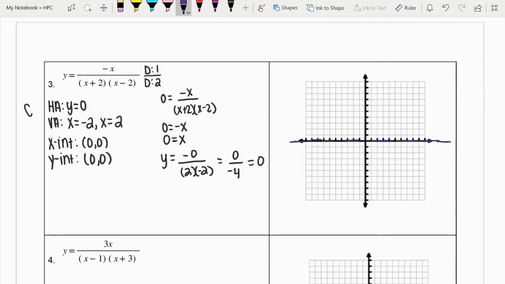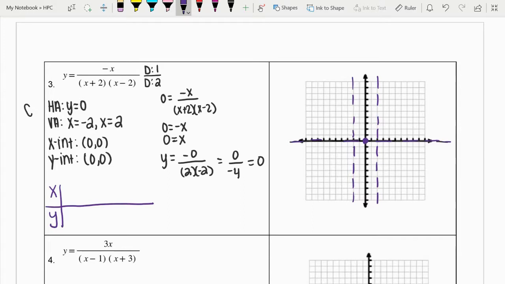Okay, then my vertical asymptotes at x equals negative 2, and then x equals positive 2. Okay, and then the only point that we know is (0, 0). So we are going to have to make a table to test some different values. So I'm going to have my x and y. You're going to want to take out a calculator, and I'm going to test some values on either side of those asymptotes.